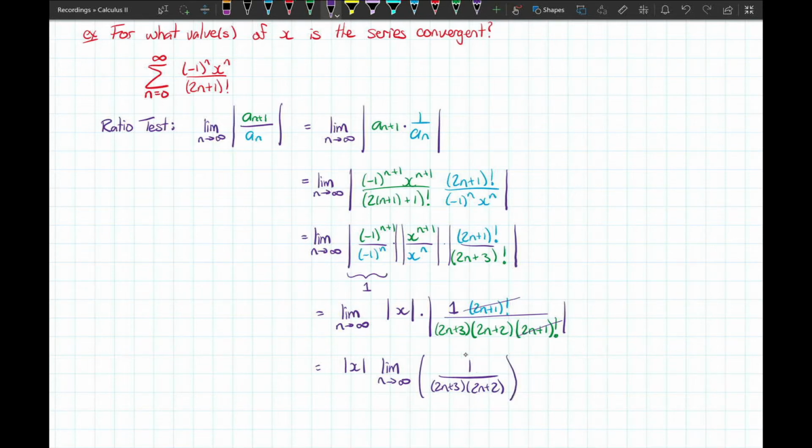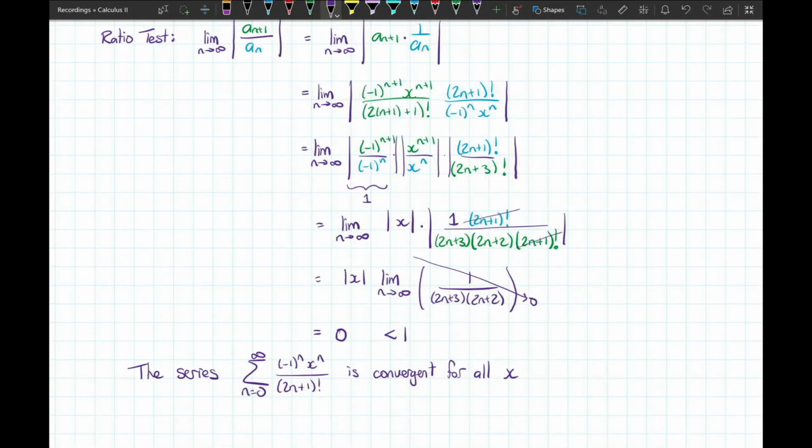But that's kind of a moot point, because what's happening as n goes to infinity is that this fraction becomes smaller and smaller and eventually approaches 0. So we have the absolute value of x times 0, which means that this is equal to 0, regardless of what x is. By the ratio test, we have convergence whenever this limit is less than 1, which is the case that we have here. And that means that this series is convergent no matter what x is. So we say that this series is convergent for all x, or over an interval from negative infinity to positive infinity, all real numbers.